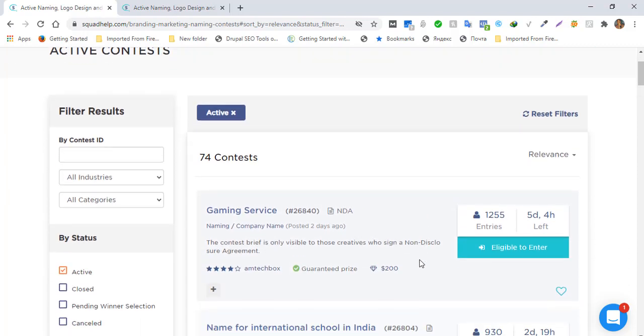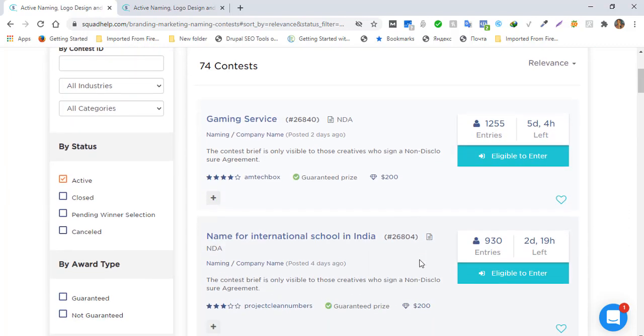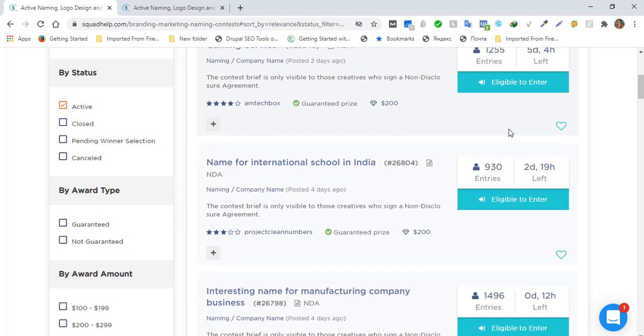So let's quickly pick one very fast, like the one that you know you can finish within 2 days, you pick it. Now this is a gaming service. A contest brief is only visible to those who sign. It's paying $200. So let's just check it out, and it was posted 2 days ago. See, the entries are many. If the entries are scaring you, you can just forget about it. If the entries are scaring you, you go for the one that is lower.